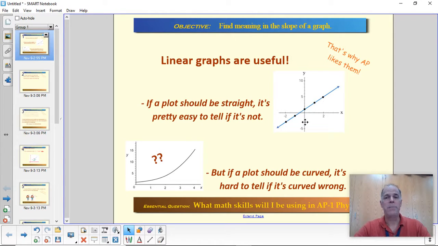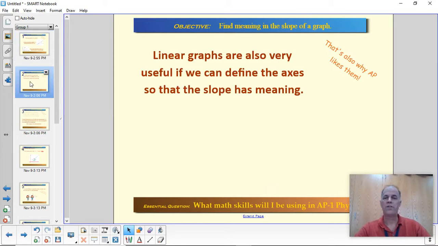This is why we tried to manipulate our jumpers data so that it would make a linear plot, because then we would have a pretty convincing idea that we had the right pattern to describe it mathematically. On the other hand, if we're expecting a plot to be curved and we get a curved plot, it's pretty hard to tell if it's the right curve because there's a lot of ways to make curved plots. So yeah, linear graphs, good things.